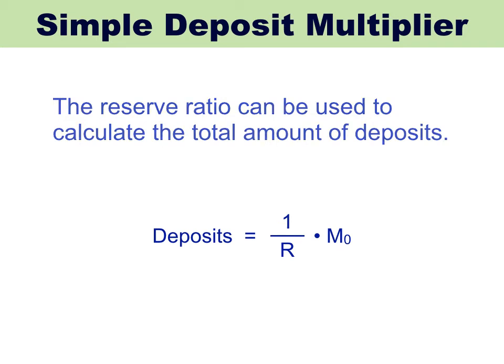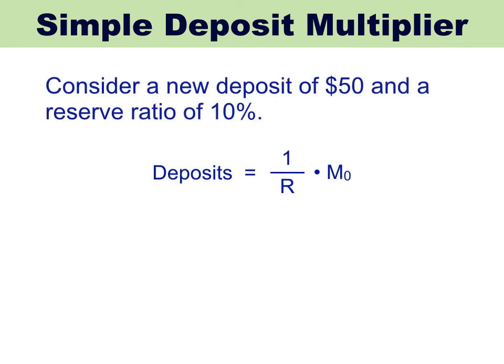And M naught is the initial amount of money deposited or basically put into the system. This is the initial amount of money. So we've got a deposit of $50 and a reserve ratio of 10%, meaning that we have 1 divided by 0.1. That gives me a deposit multiplier of 10. I'm going to multiply that by 50. And I can see that the total amount of deposits in this particular system is going to be $500.